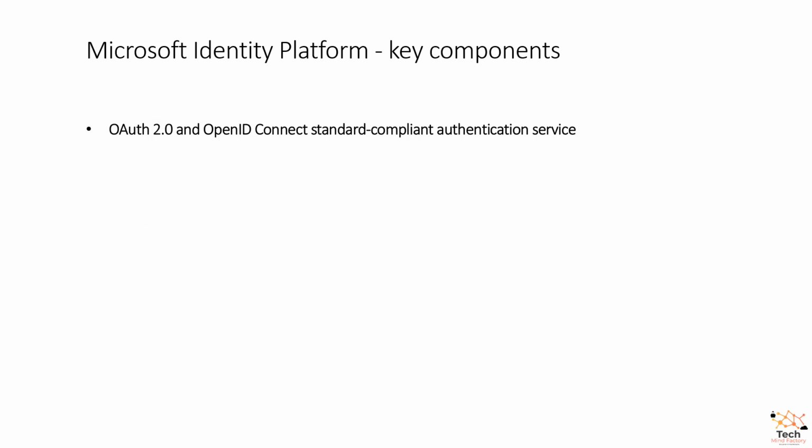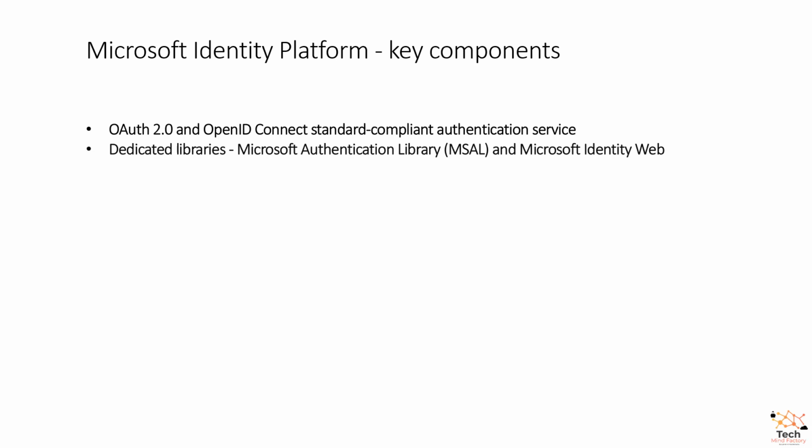So, Microsoft Identity Platform has some key components. So first of all, an OAuth 2 and OpenID Connect standard-compliant authentication service. So in this case, it's very important to understand that Microsoft Identity Platform is built using industry standards like OAuth 2.0 and OpenID Connect.